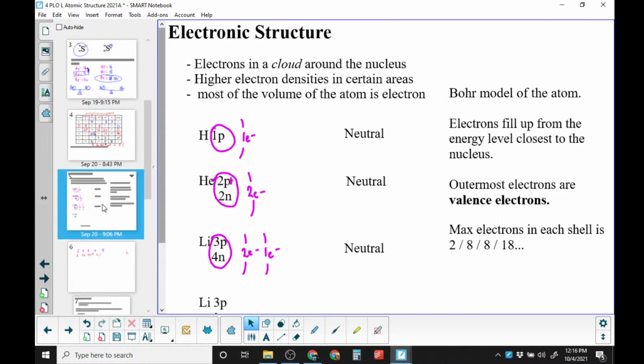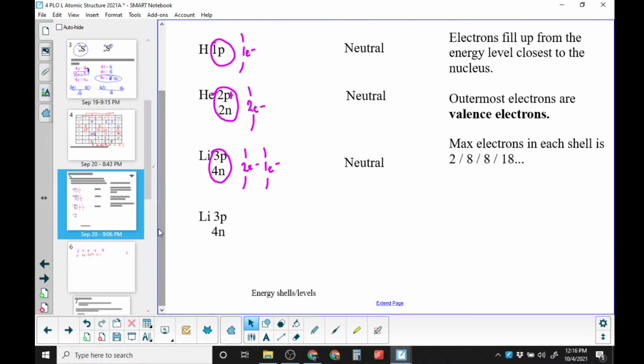Now I'm going to ask someone, right off the spot. This is not neutral, but this is a +1 ion. How do we change that Bohr model? Heather. So when you take off electrons, you take them off from the outside. It's +1, so it has to have one less electron.